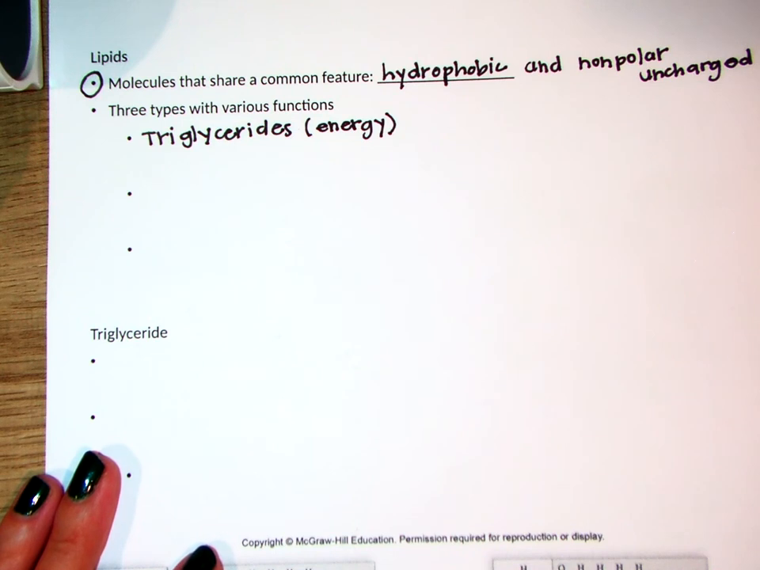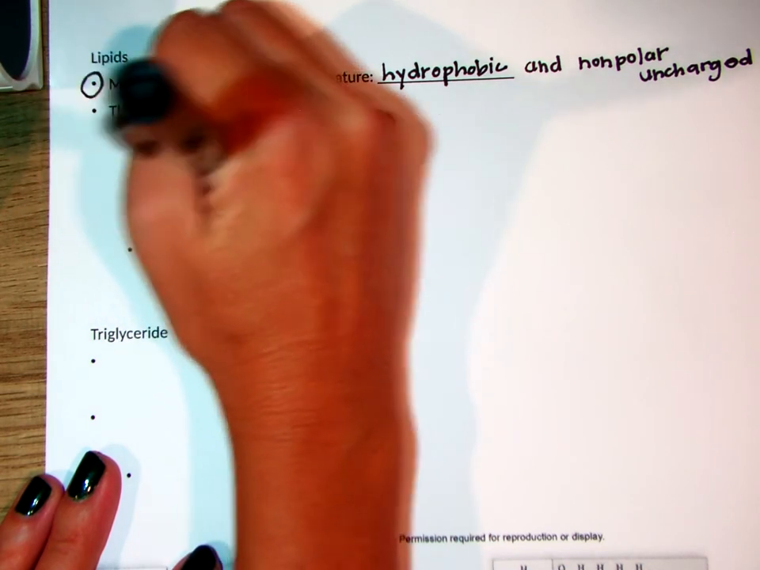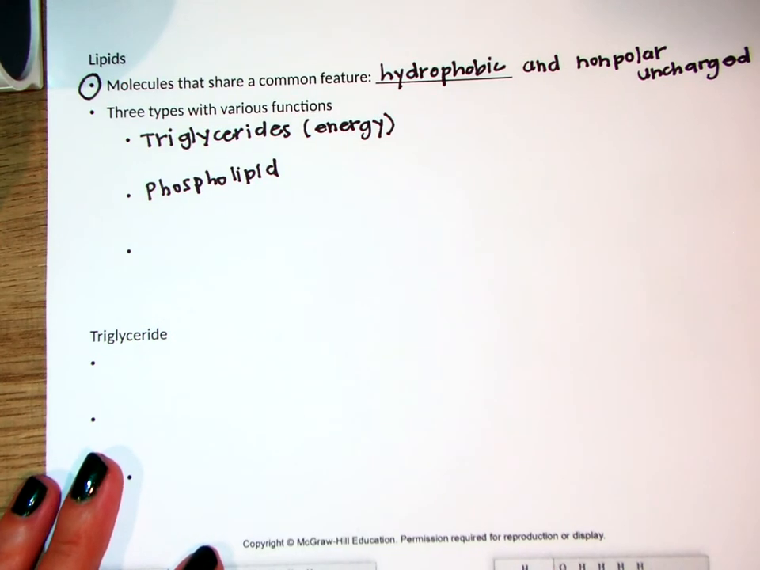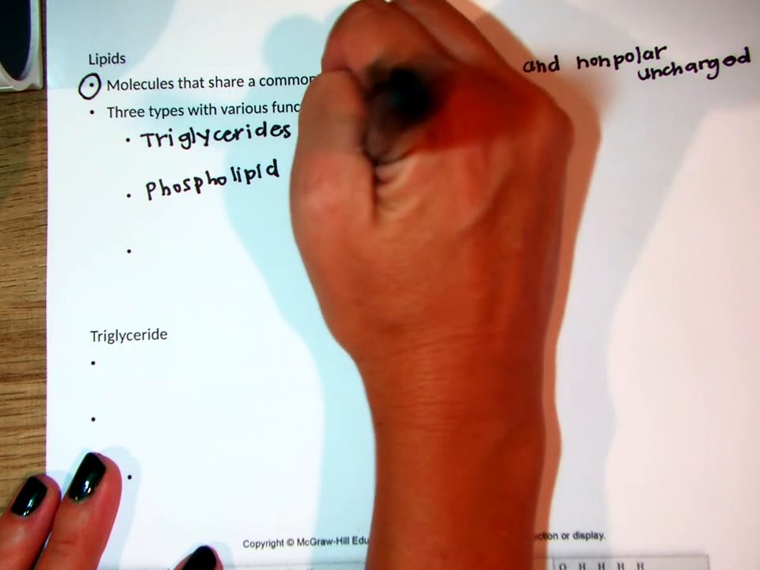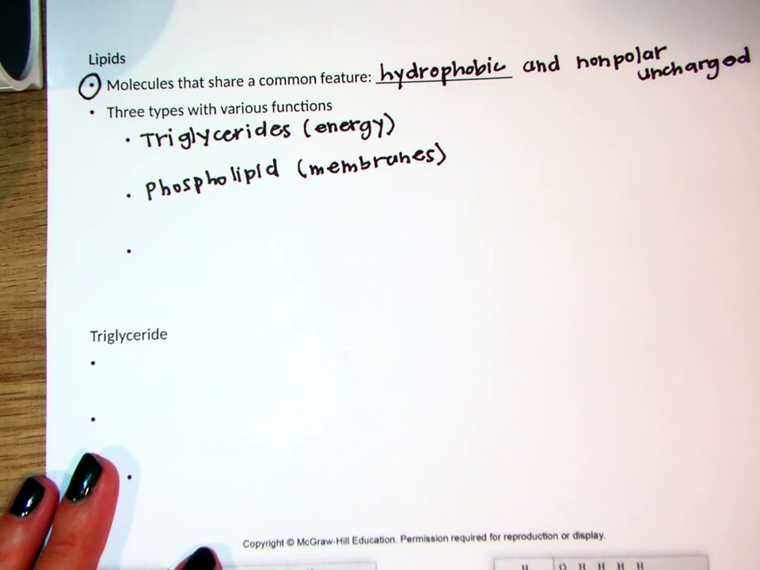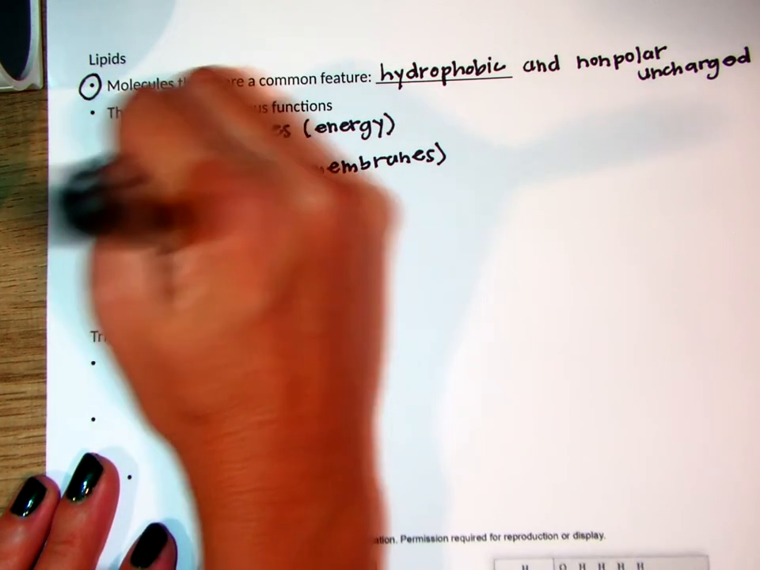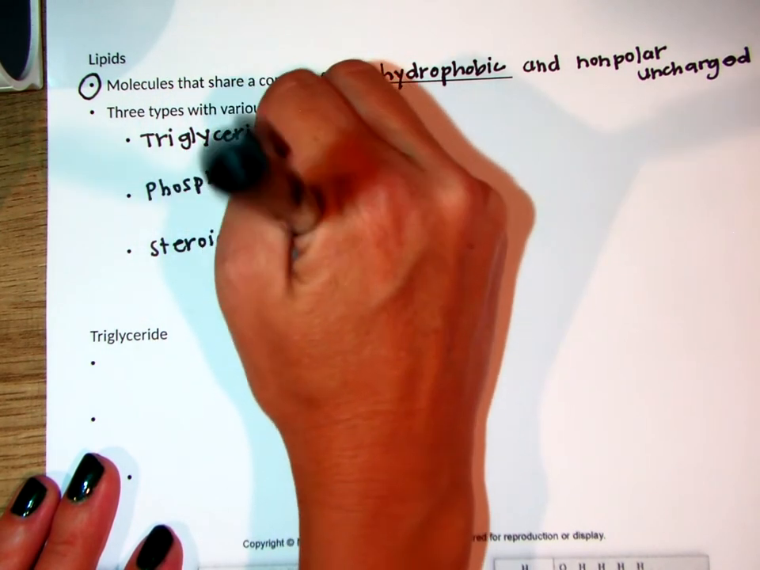There's a type of lipid called a phospholipid. And these will become very important when we talk about cells, but they make up cell membranes. Sorry, my writing's a little crooked there. And then the third are steroids. And when you hear that, I want you to think of hormones.